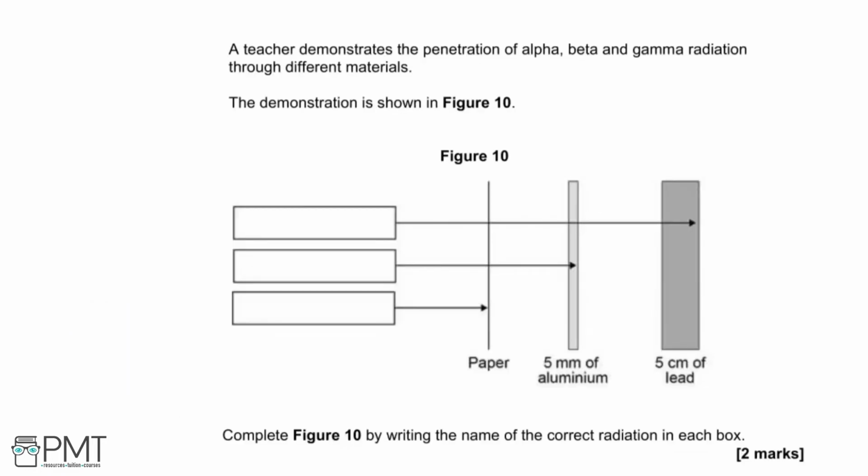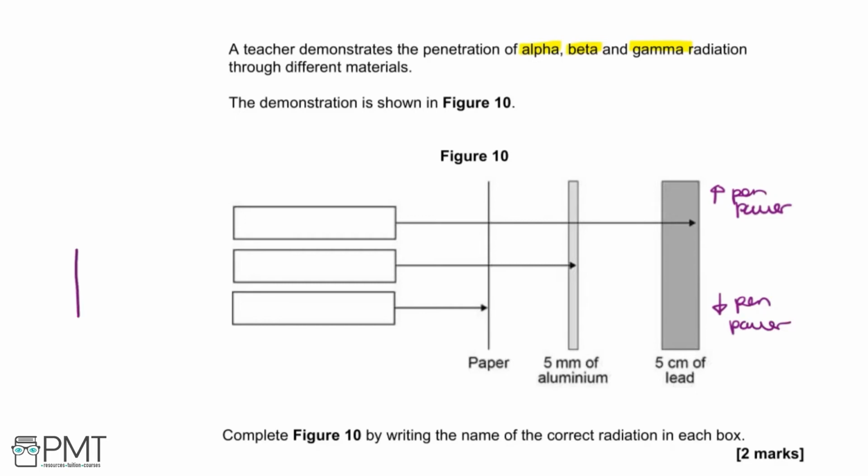A teacher demonstrates the penetration of alpha, beta and gamma radiation through different materials. The demonstration is shown in Figure 10. Complete Figure 10 by writing the name of the correct radiation in each box. So Figure 10 shows that the radiation at the top has the greatest penetration power because it is stopped by 5 centimeters of lead, whereas the radiation at the bottom has the smallest penetration power because it only takes 1 sheet of paper to stop it.